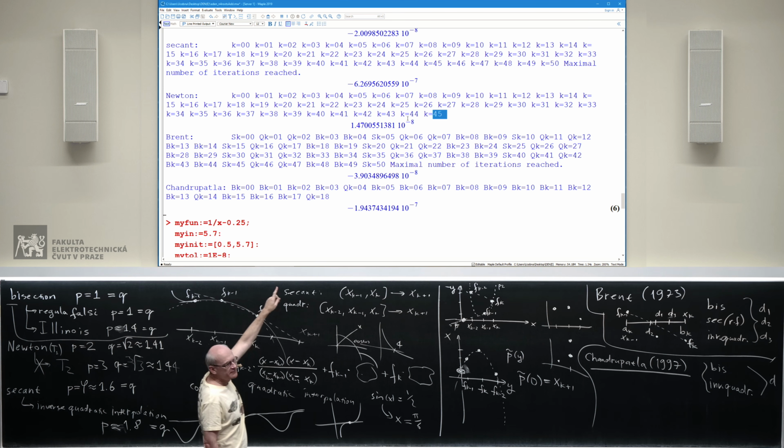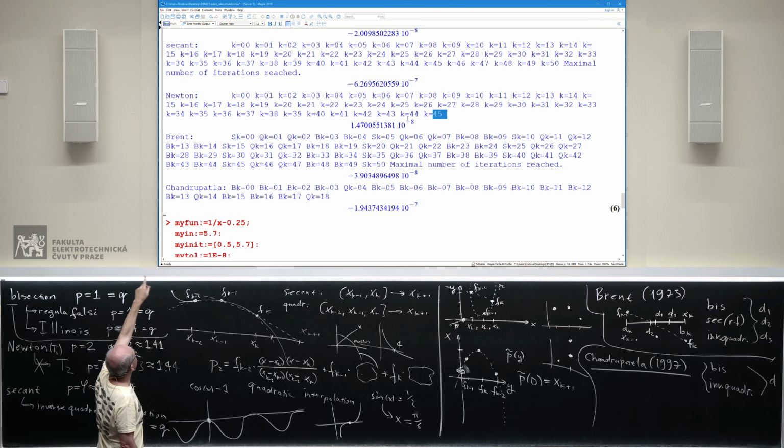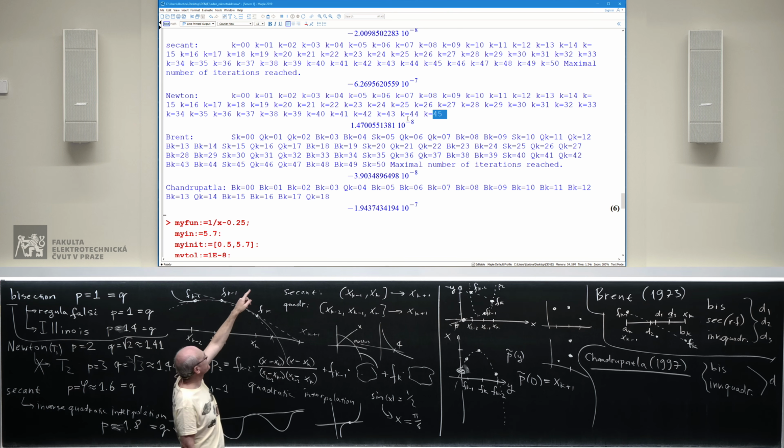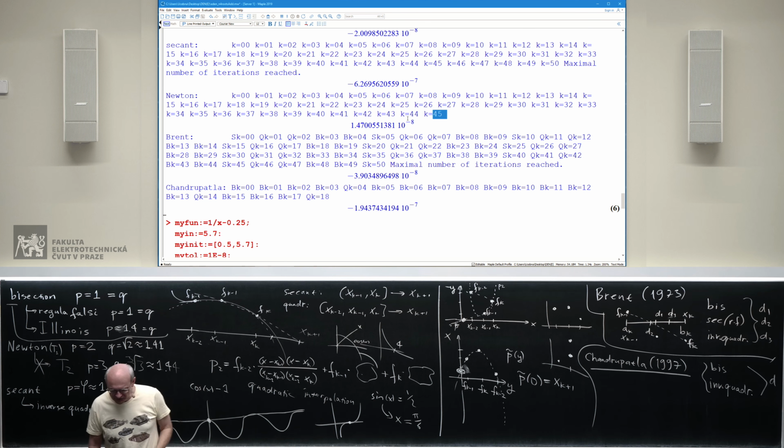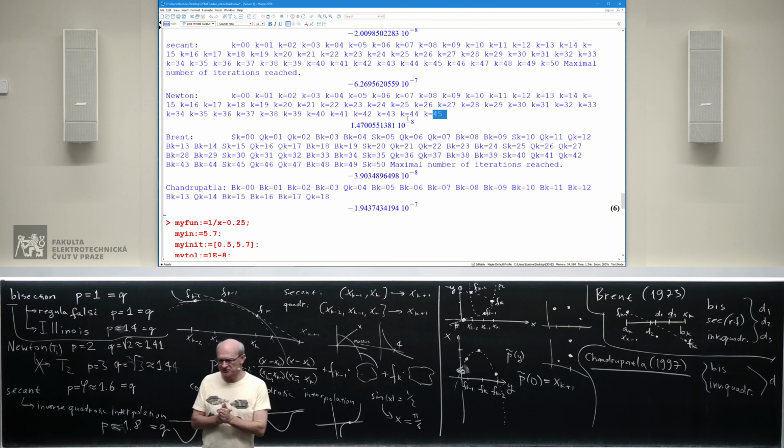Chandrupatla, 18. Again, bisection was king so far with 26, I think. Chandrupatla, 18. This is much better. So this confirms that this Chandrupatla method seems to be the king of the hill so far. And we will see how it develops, whether it really becomes the standard, industry standard, or perhaps something better will come along. We will see.